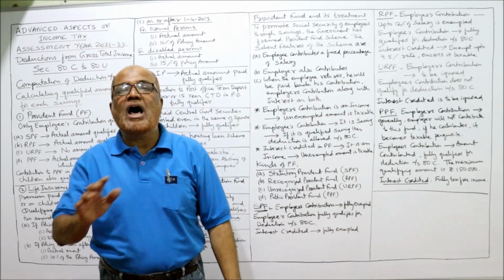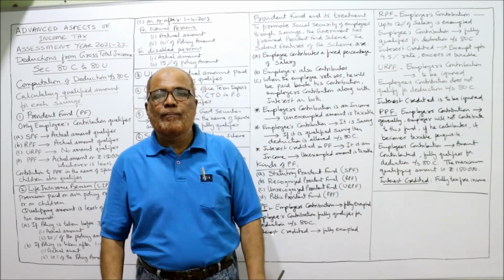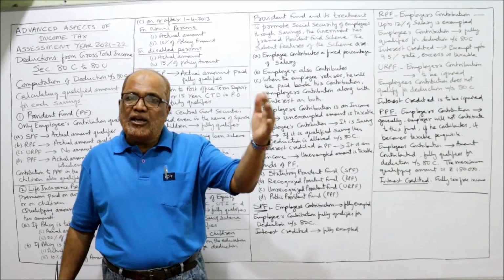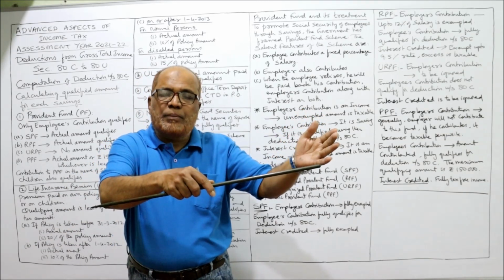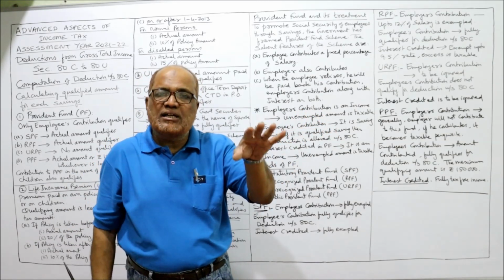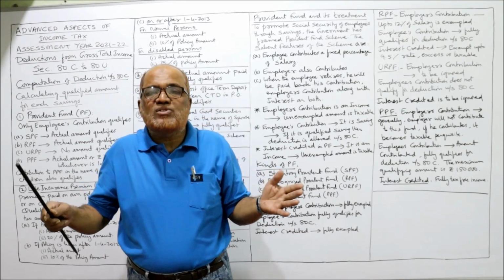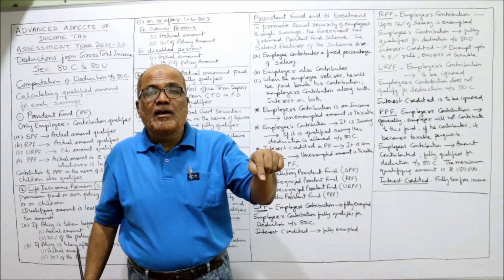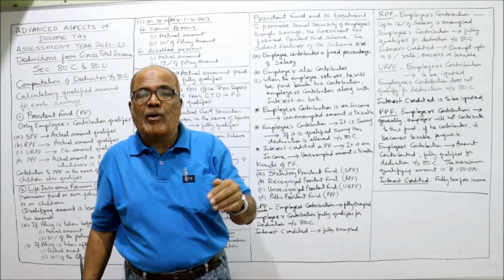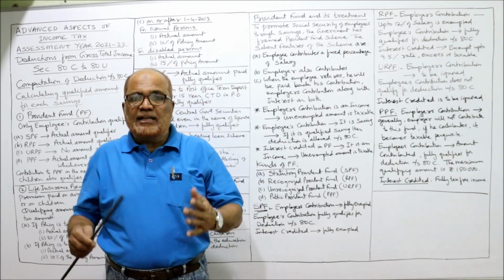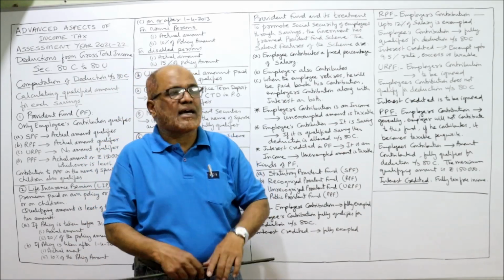Now, URPF, unrecognized provident fund. Employer's contribution to be ignored. If the employer is maintaining URPF, then whatever employer contributes to URPF should not be considered now. Ignored now. Ignoring does not mean it is tax-free. It is taxable at the time of refunding, at the time of getting back the amount on retirement. At the time of retirement, when the employee gets back from URPF, at that time it is taxable.